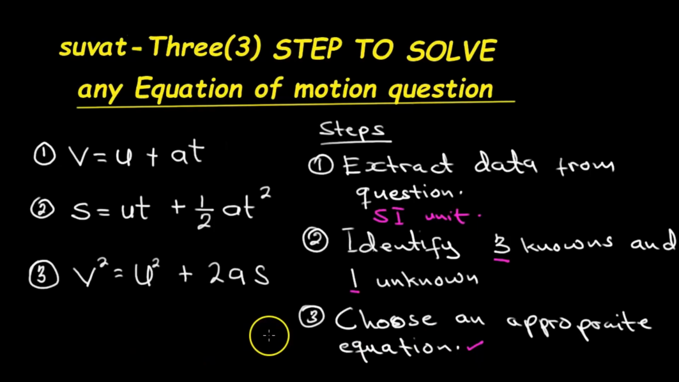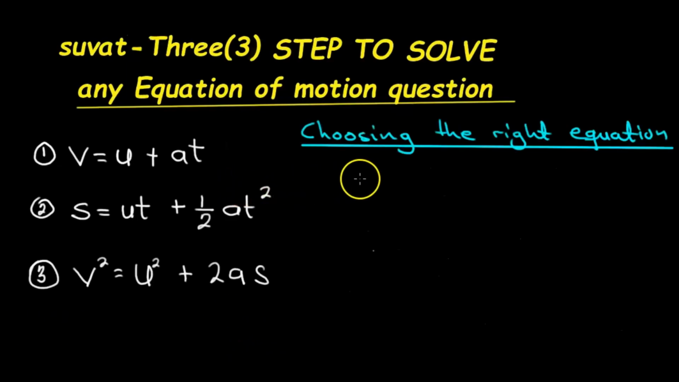So let's look at how we determine which equation to use in solving our equation of motion question. To select an appropriate equation for your question, you always have to first write this down: SUVAT, where S means displacement, U means initial velocity, V means final velocity, A is acceleration, and T is time. Now, if you notice, let me do this so that it will be easy for you to remember. We have 3 consonants here, 3 consonants there, and then we have just 2 vowels.